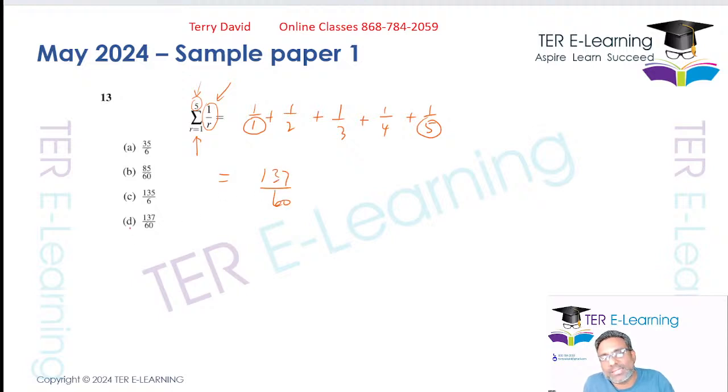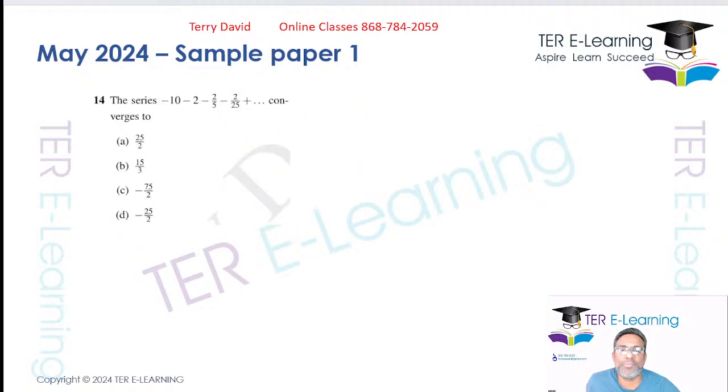So therefore the answer is going to be D. If you get an ending value that is small, great, you can work it out manually. That's fine. Next one, number 14.